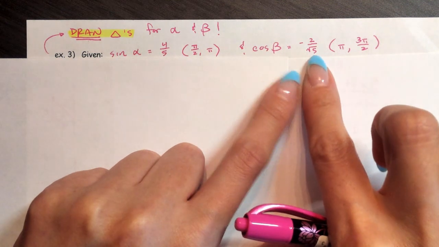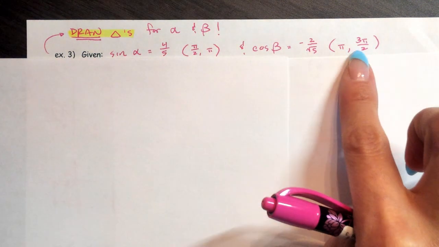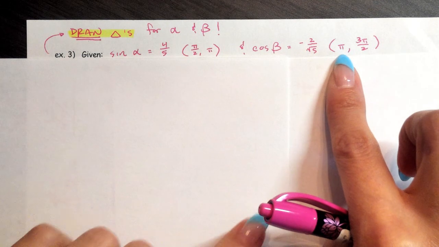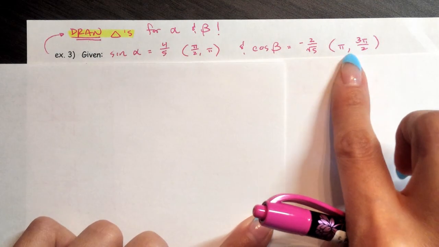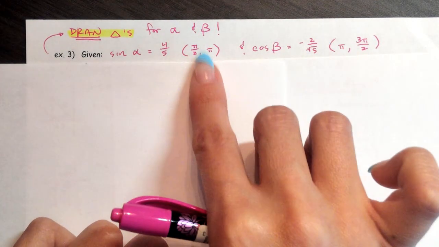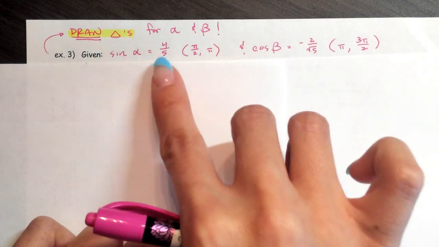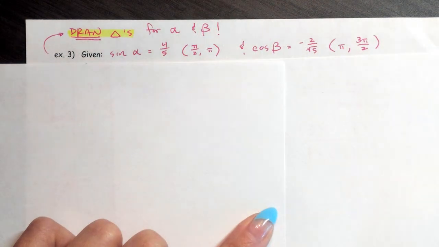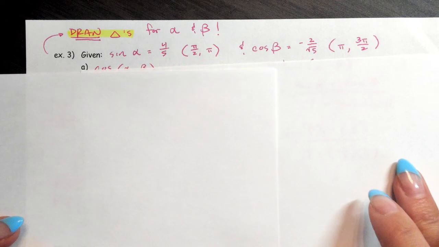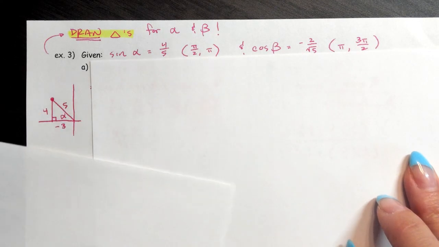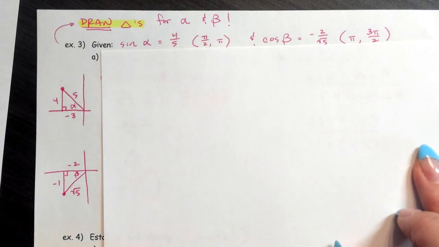Okay, so I have 2 quadrants to choose from, and then they tell me exactly. So they're like, oh, this is from pi to 3 pi over 2. That's quadrant 3. Okay, so this is in quadrant 2. This is in quadrant 3. I'm going to draw alpha in quadrant 2, beta in quadrant 3. So we have to draw 2 triangles. I'm going to go ahead and do that and show you.